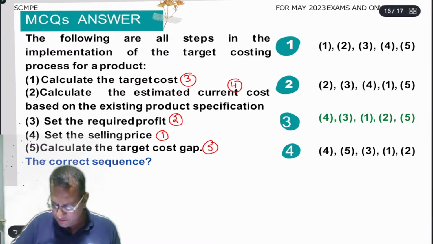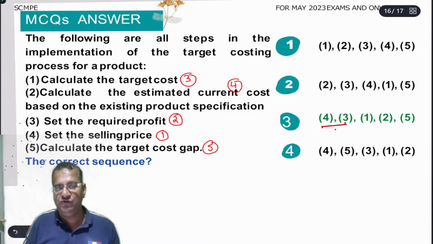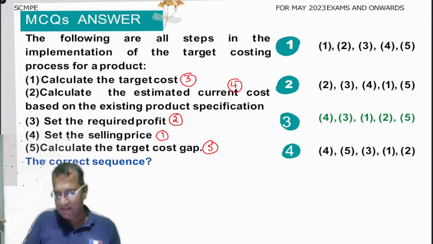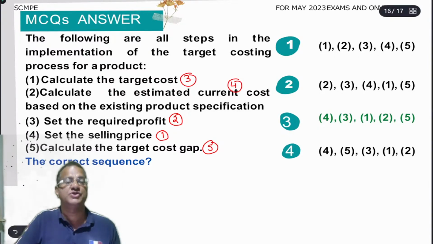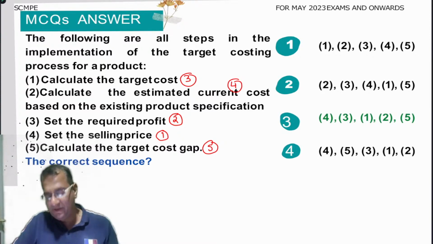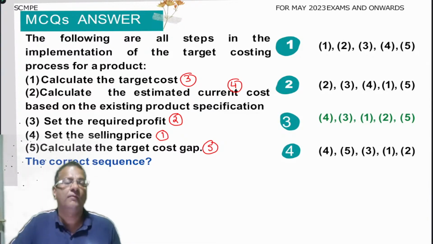So the correct option is option number 3. First of all, we will determine the sale price and then a reasonable amount of profit. The difference of target sale price and the target profit is known as target cost. And then we will determine the current cost. And the difference between the current cost and the target cost is known as cost reduction target or target cost gap. Okay, ये भी बेटा कॉपी में लिख लीजिए टर्मिनोलॉजी आप.